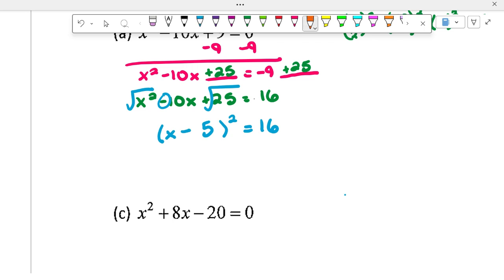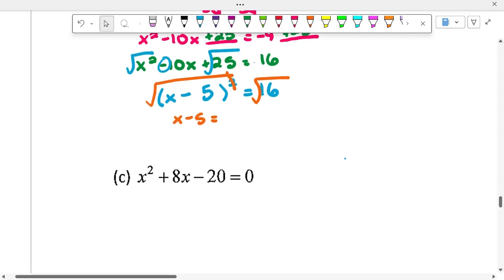So now I'm in solving land. What do I do first to solve? Square roots, both sides. That goes bye-bye. I have x minus 5 is equal to what? Not just 4. Plus or minus 4. Get in the habit of that plus or minus. Then what do I do? Add the 5 to both sides.